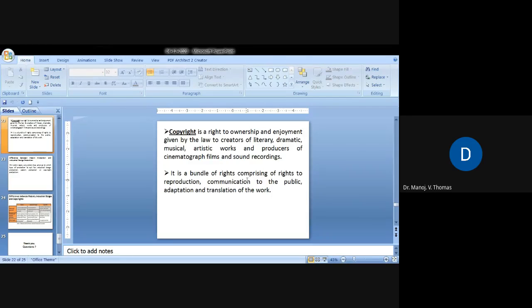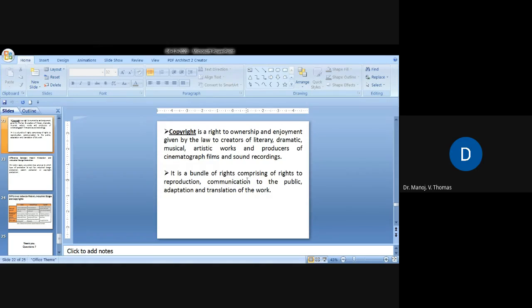Another term is copyright. Copyright is a right to ownership and enjoyment given by the law to creators of literary, dramatic, musical, artistic works and producers of cinematograph films and sound recording. So this is where we use the term copyright. Say if your creation, your design, pertains to literary activity or dramatic, musical, so you are creating or composing a new music, that can have copyright protection.